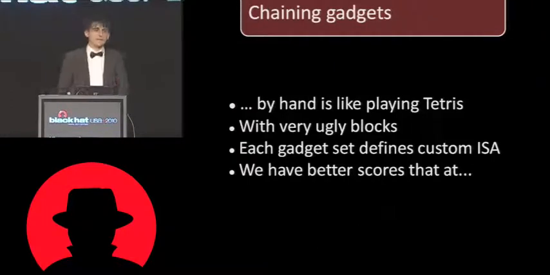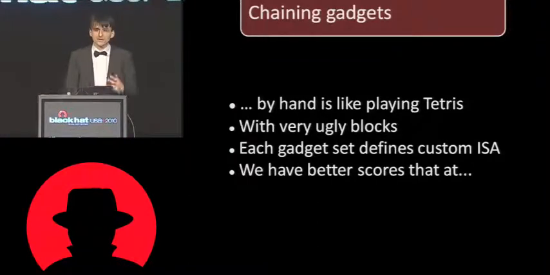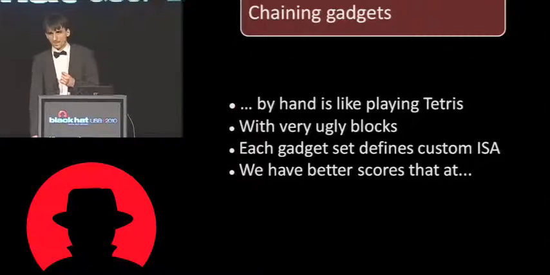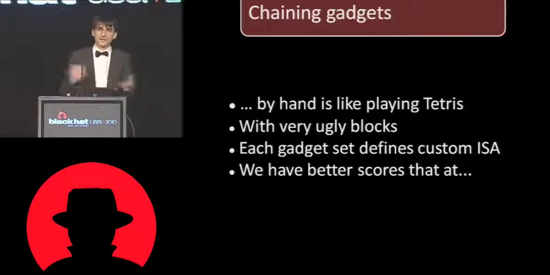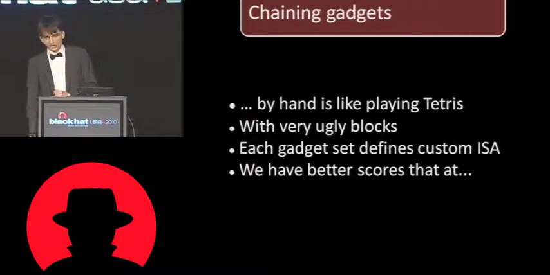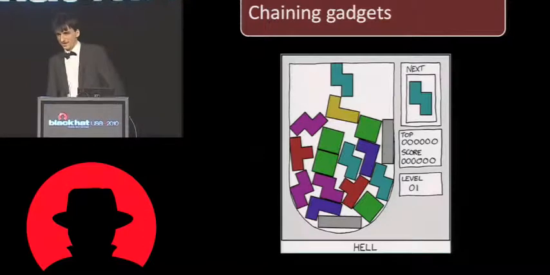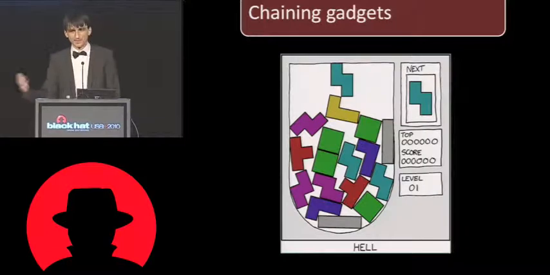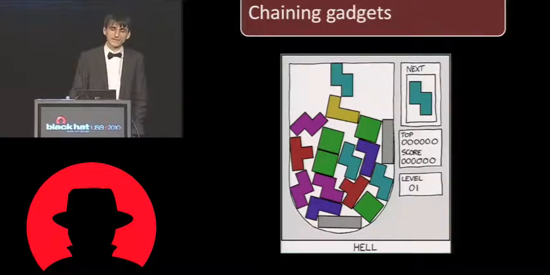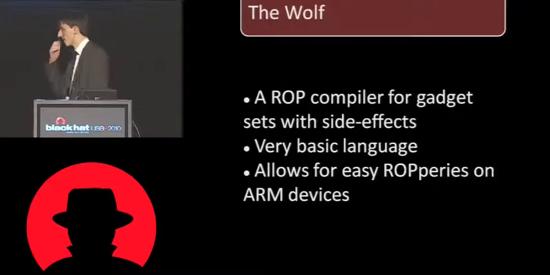So where does this complexity come from? Basically each gadget set that you have defines a custom instruction set architecture. So whenever the version of your library changes, or maybe there's a compiler change, Apple has switched from GCC to Clang, you will have a new gadget set. However, we have better scores at piecing together Tetris than this. Nonetheless, it has become difficult in some cases, hence we have decided to bring in some help. This help is Mr. Wolf.